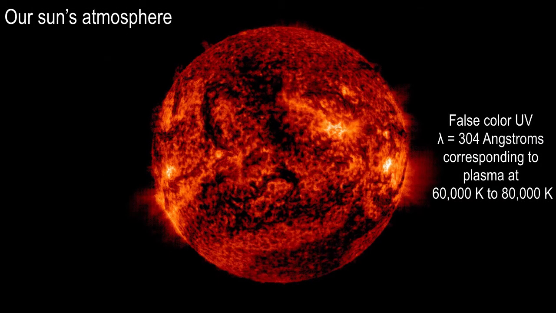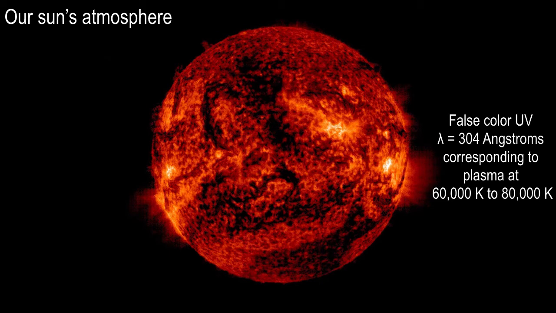Now, let's take a look at the sun's atmosphere. This is from the SOHO satellite. You can look at pictures of it every day. This is a false color UV image, so it's actually taken in ultraviolet at a specific wavelength. Go ahead and write down that wavelength: 304 angstroms. An angstrom is a 10 billionth of a meter. It's very small. So 304 of those is pretty small.